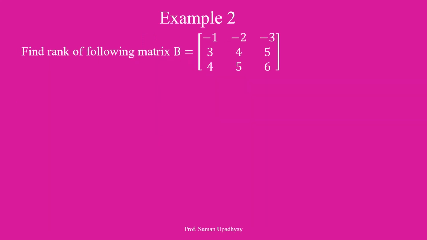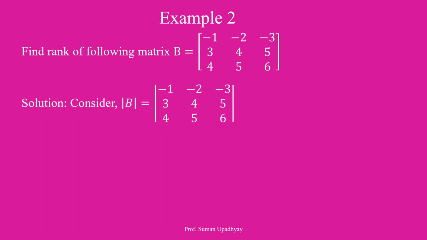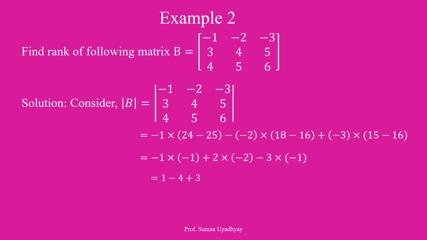Let us see another example. Find the rank of matrix B, which is again of order 3 by 3. We all know that the minor method tells us the largest square whose determinant is not going to be 0. So in 3 by 3, the largest square possible is of order 3 by 3. So I'm going to take its determinant. We all know how to calculate the determinant. Calculate the determinant, and here I got the value as 0.